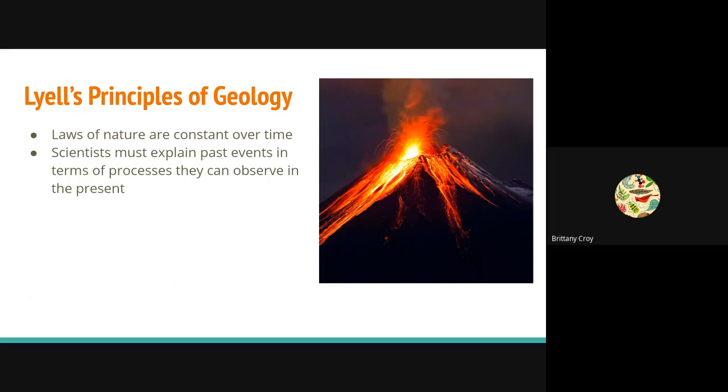So he wanted to apply this law to say that scientists can explain past events by what we're seeing in the present. So even though we couldn't observe a volcano erupting a million years ago, we can infer that's what happened because we can observe volcanoes erupting in the present time. This made Darwin think about if the Earth is able to change, could life change as well?